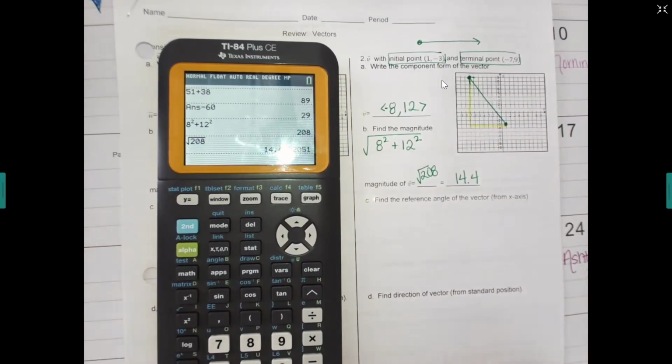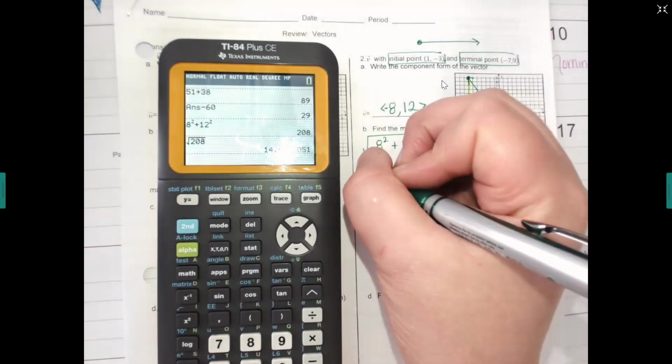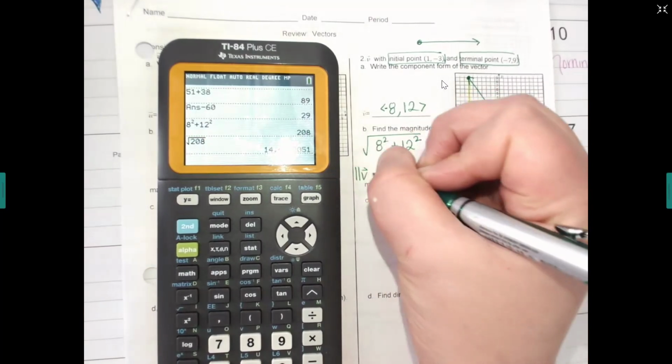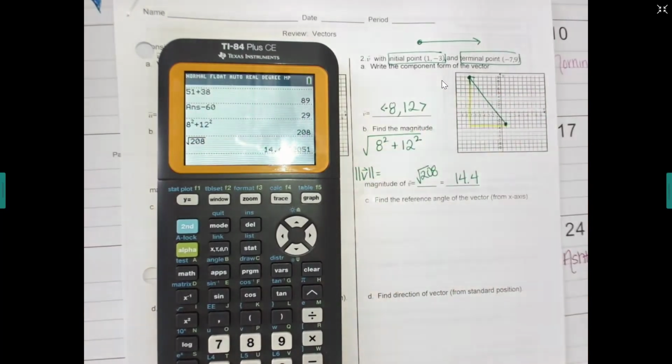One more thing that I do want to give you is that the symbol for this is the double bars around the V. If you don't remember the double bars, that's referring to magnitude, which is just how long the arrow is. So this arrow is 14.4 boxes. Next one, letter C.